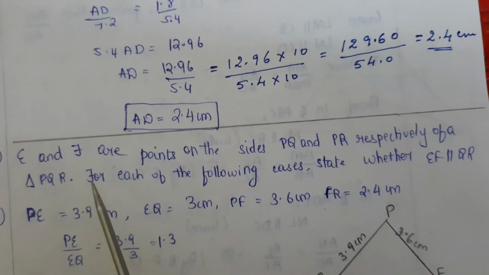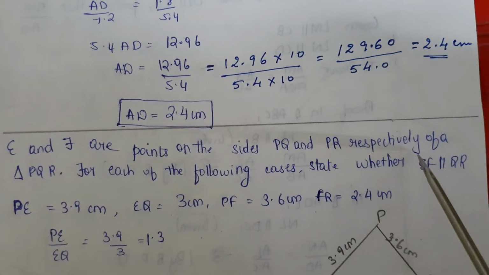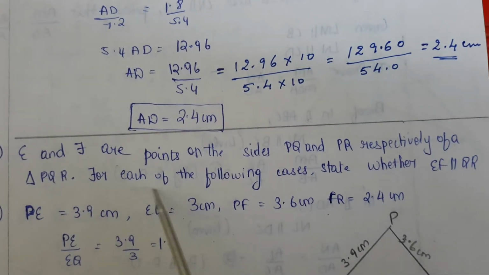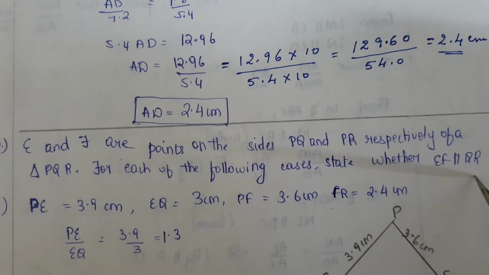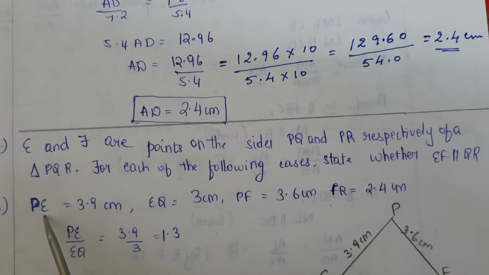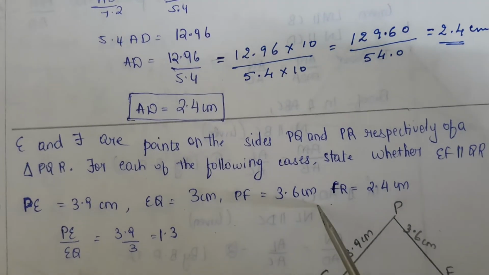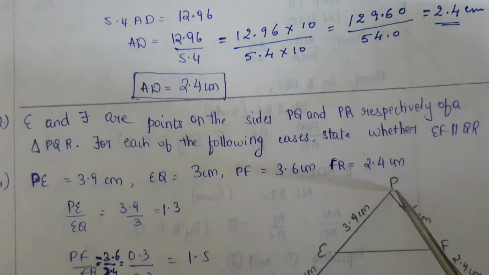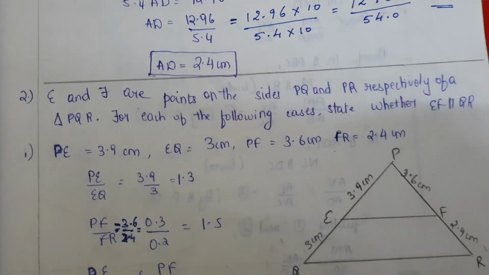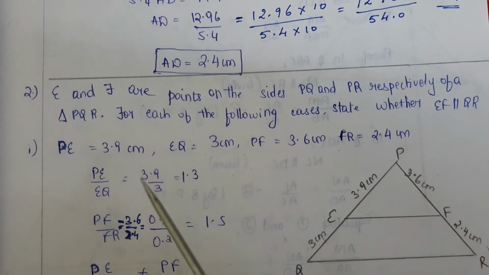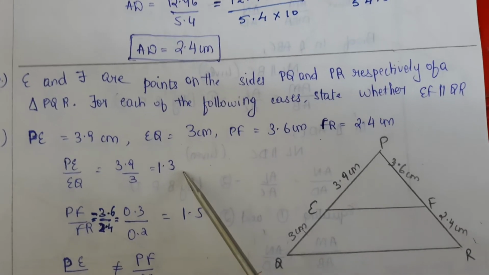The next question is, E and F are the points on the sides PQ and PR respectively of a triangle PQR. In each of the following cases, state whether EF is parallel to QR. So the values are given. PE is 3.9 centimeter, EQ is equal to 3 centimeter, PF is 3.6 centimeter and FR is 2.4 centimeter. So now let us substitute. First let us find what is PE by EQ. So now PE by EQ is equal to 3.9 by 3, that is nothing but 1.3 centimeter.